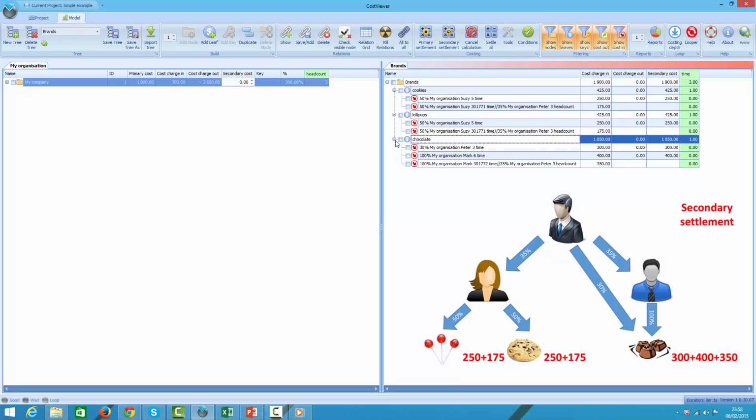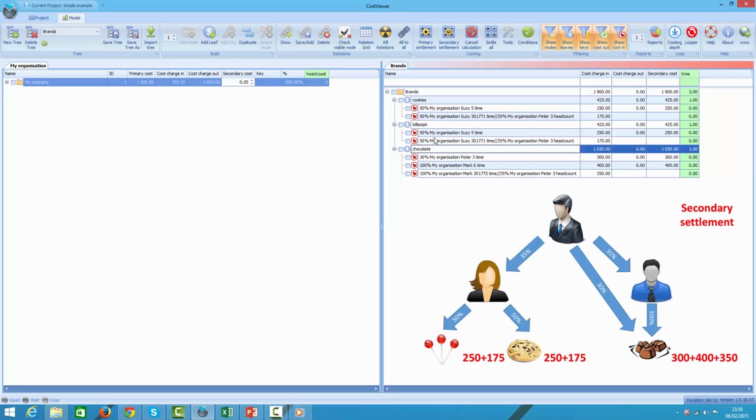The first 2 represent cost elements that were recovered during primary settlement. The third item represents the marketing director's cost, Peter, that was charged to Mark in the primary settlement cycle, and afterwards it was charged to the chocolate brand. Now we can provide the answer to our second question, as by now we know what cost elements are embedded in each brand.